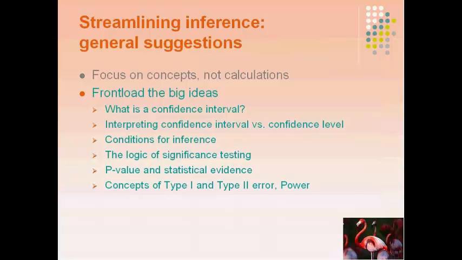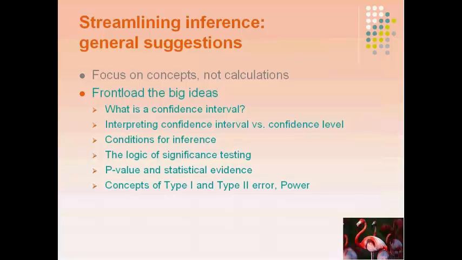Second one is helping them understand the difference between interpreting that confidence interval, which gives the set of plausible values for the parameter, and interpreting the confidence level, that 95% business. If you can get them thinking of the confidence level as a capture rate, a long-term capture rate of that method. The problem is that the students want to assign the confidence level to the specific interval they just calculated, and that's a disaster anytime they try to do it.